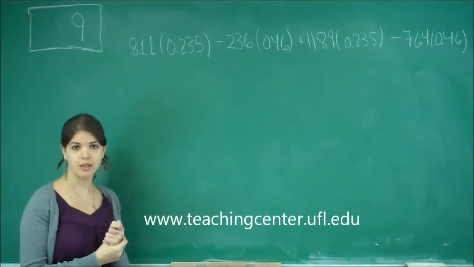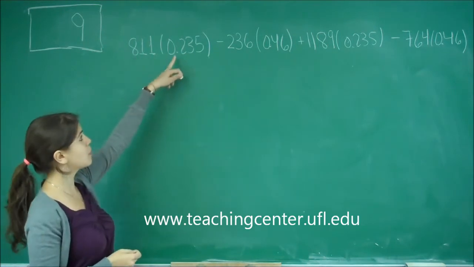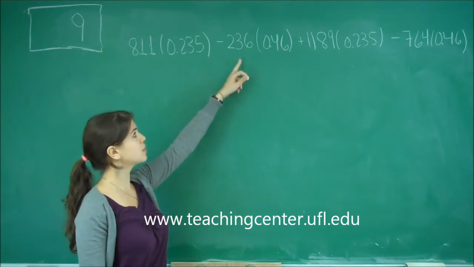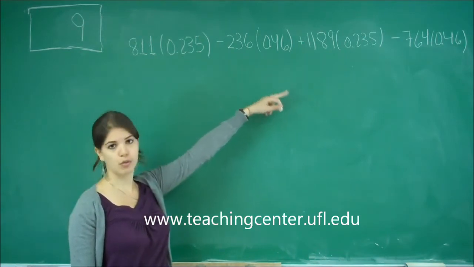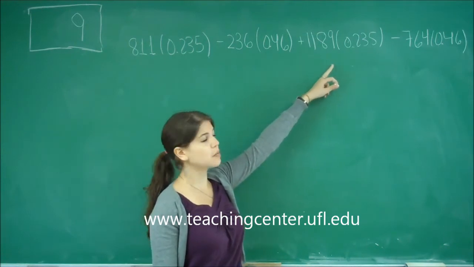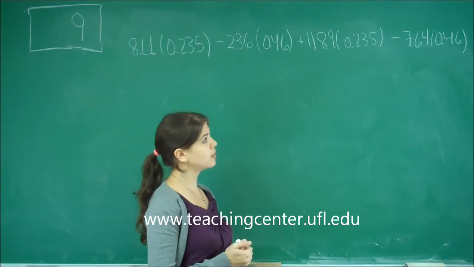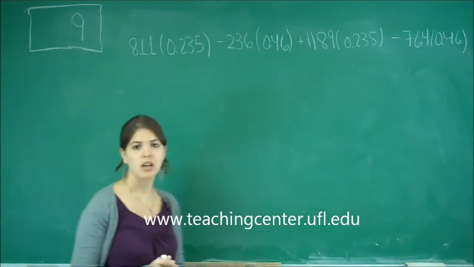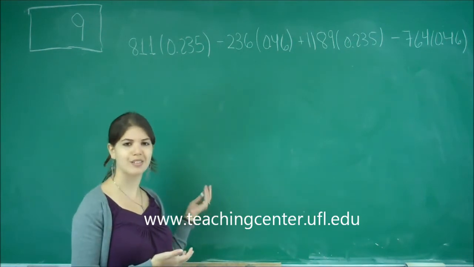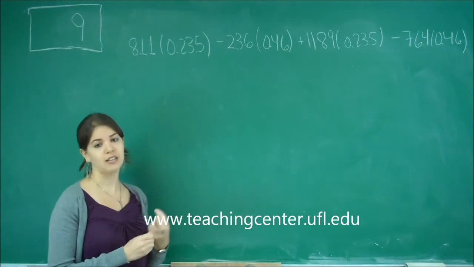Problem number 9 on the multiple choice, and it reads 811 times 235 minus 236 times 0.46 plus 1189 times 0.235 minus 764 times 0.46. So this kind of seems like a trivial question. Why is this on my test? You know, this is just algebra. But it's actually testing grouping.